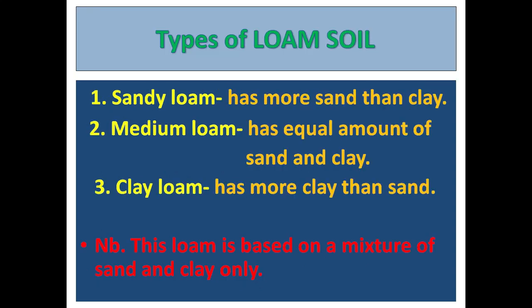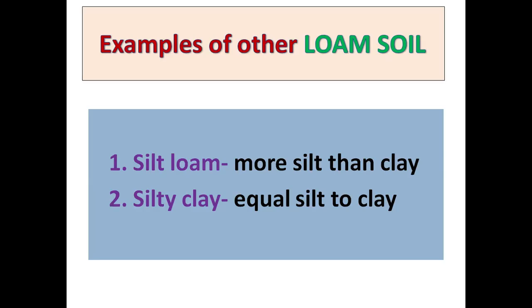The sandy loam has more sand in it than clay. So this sample of soil or this loam will have more sand particles in it than clay particles. And the medium loam has an equal amount of sand to clay. And number 3, clay loam has more clay in it than sand. Very important. All right, let's get to the note. This loam is based on a mixture of sand and clay only. Very important. All right, so there you have it for the loam soils.